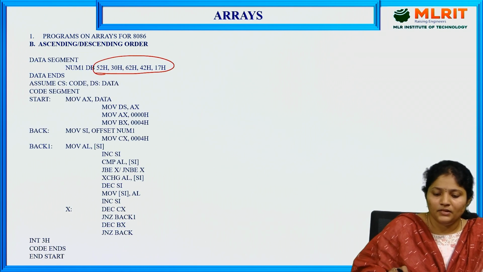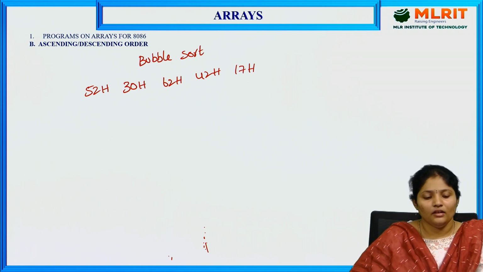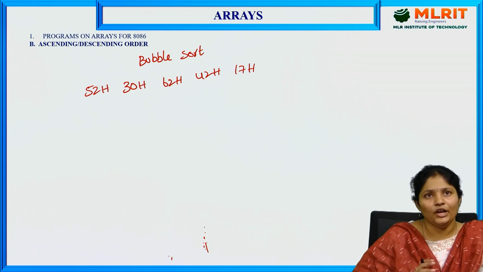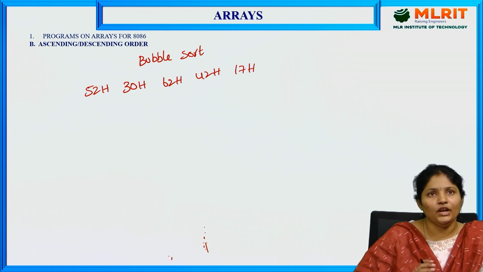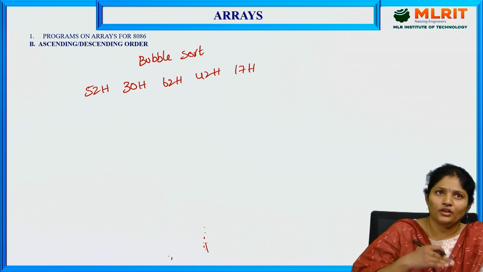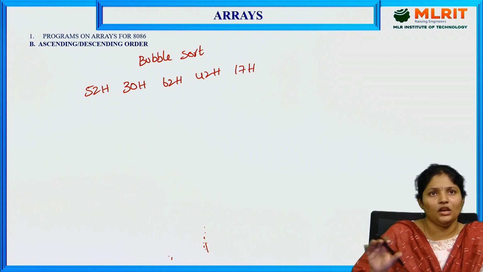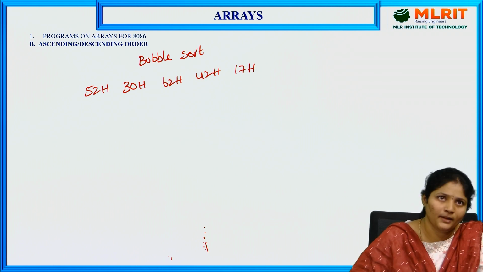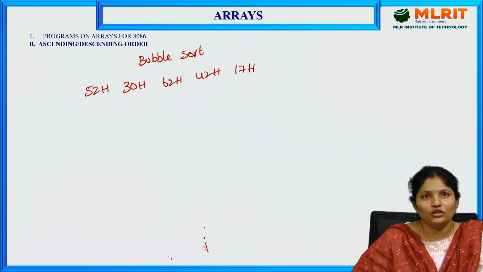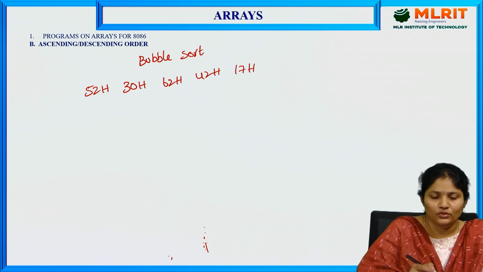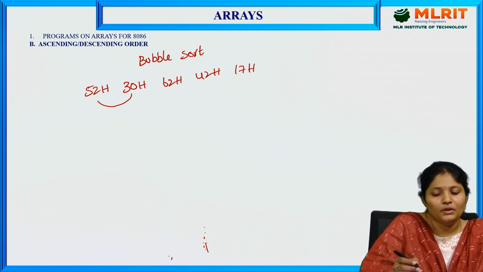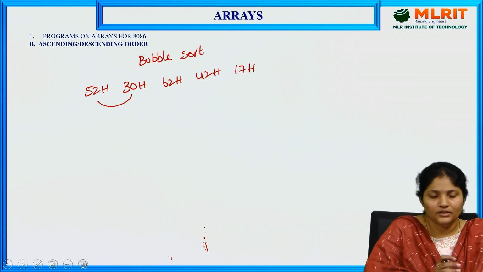These are the numbers. So how do we identify ascending order or descending order? Ascending order means the numbers from lowest to highest, and descending order means highest to lowest numbers. First we need to perform the ascending order. So how to perform the ascending order? It is simple: we need to compare two numbers. First, the bubble sort operation begins here.